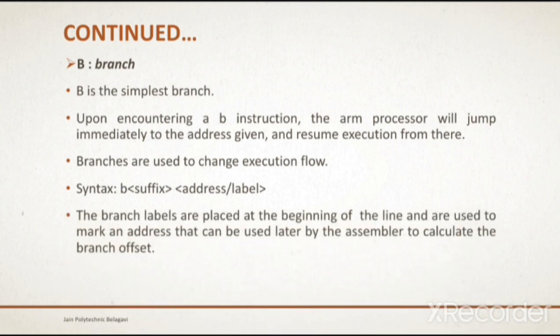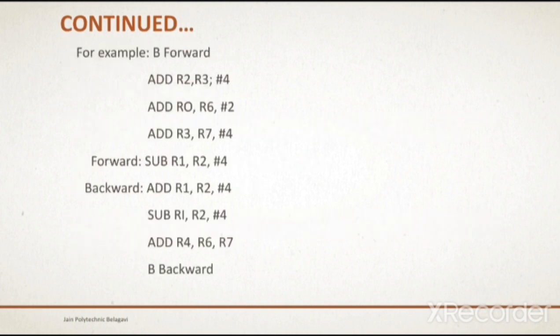The branch labels are placed at the beginning of the line and are used to mark an address that can be used later by the assembler to calculate the branch offset. For example, you can see here an example of the branch instruction.